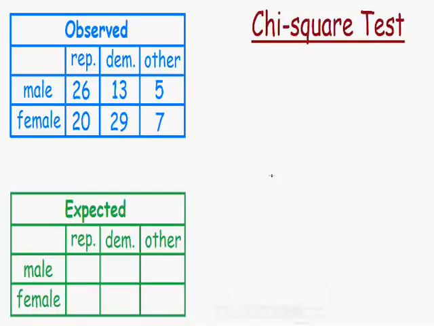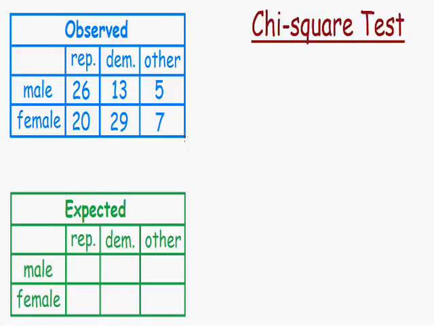Welcome to my second video on chi-square testing. In this example, we're going to use contingency tables to determine if somebody's gender has any influence on the political party they support. So what we did was ask a group of 100 males and females if they were Republican, Democrat, or another political party.